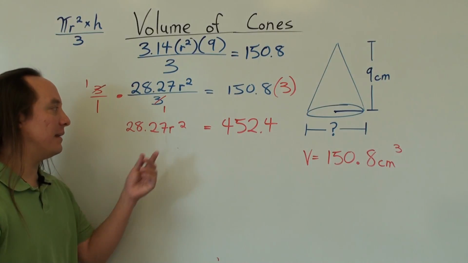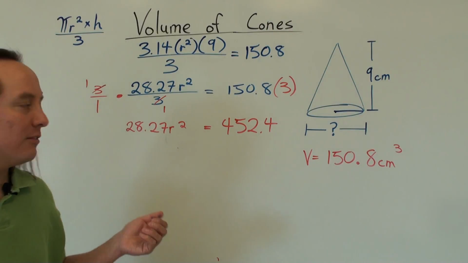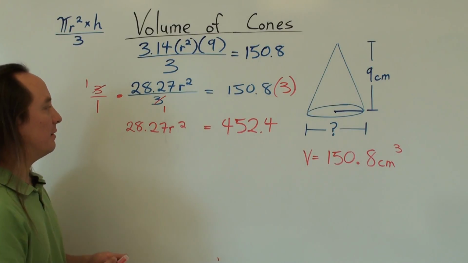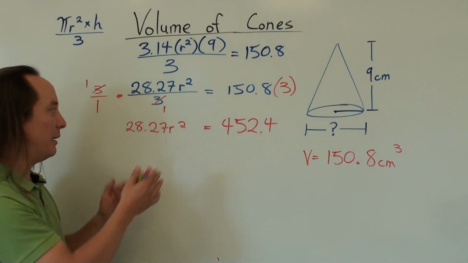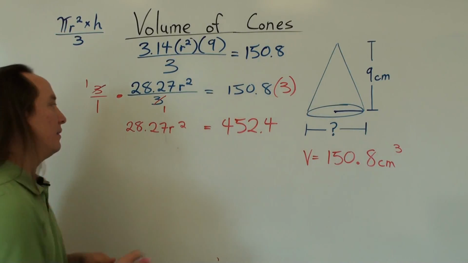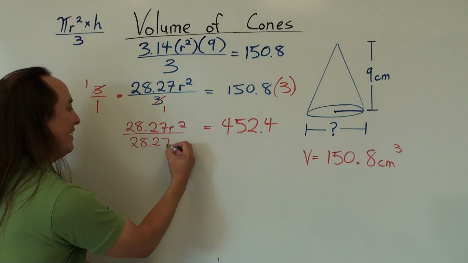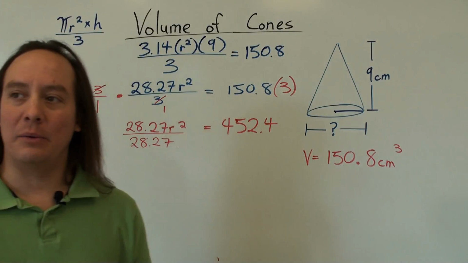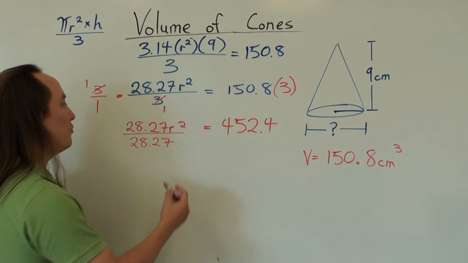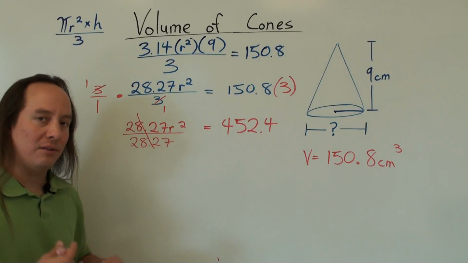The next step is to get the r squared and the 28.27 separated. So remember that they're multiplied together, okay? Because the r squared is right up against the 28.27. So to separate them, I'm going to divide. And I want to divide by the number that I'm trying to get rid of. And I'm trying to get rid of the 28.27. So that's what I'm going to divide by. So 28 divided by 28 is 1. 1r squared is just r squared.